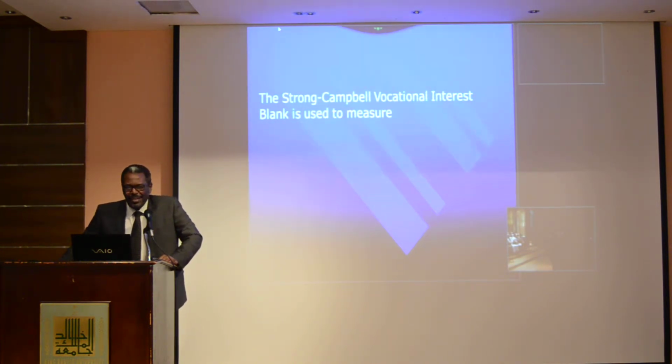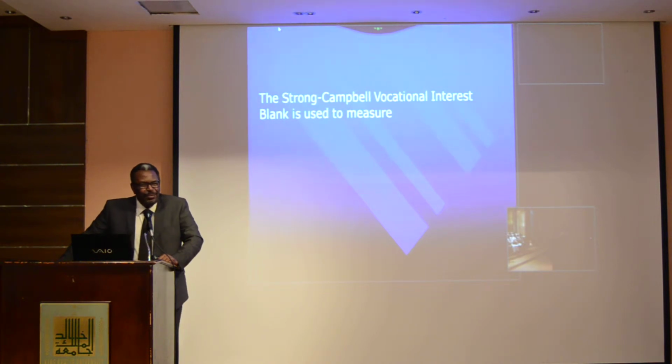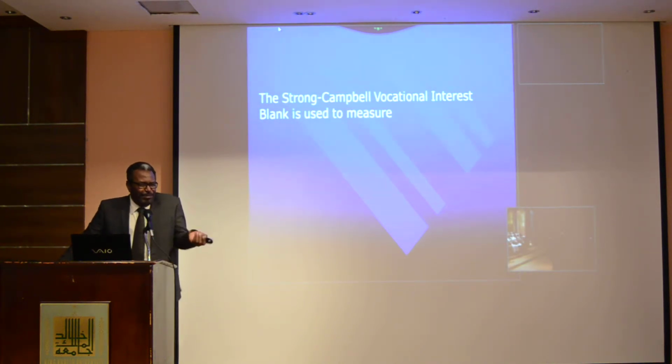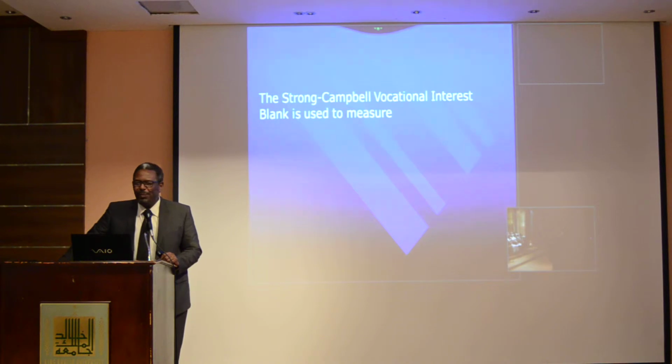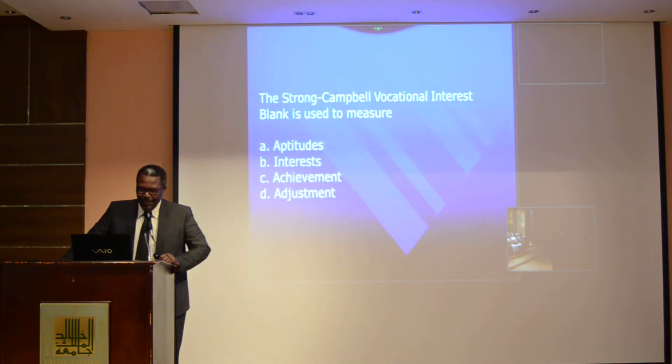I'm sure we don't know the answer to this. I don't know the answer. I don't know what it means. But it will illustrate clearly what this type of item flaw is. Strong Campbell vocational interest plan is used to measure. It's an instrument for measurement, but used to measure what? These are the options. Who knows the answer?